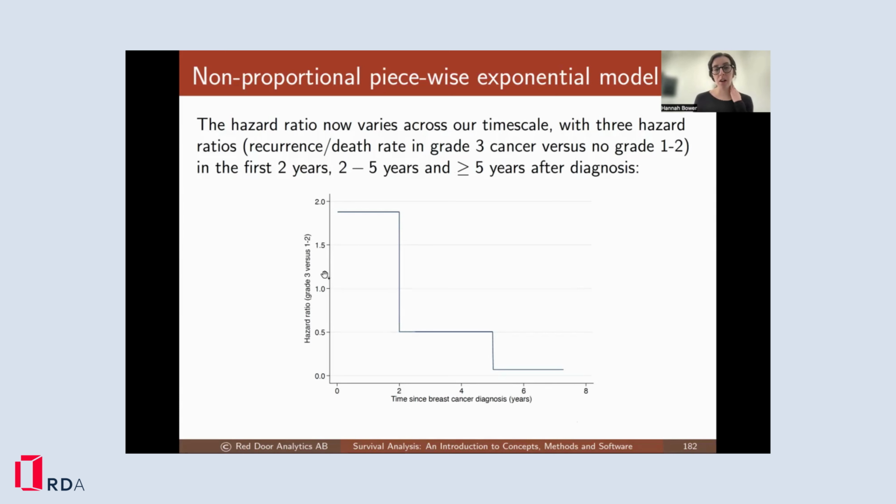So now we're focusing not on our hormonal therapy, we're focusing on grade, where we've allowed the hazard ratio to change over time. And we see that the hazard ratio is just under 2 between 0 to 2 years after diagnosis. We see that it's 0.5 between 2 and 5 years. And then we see that it is around 0.1 between 5 and 7.3 years.